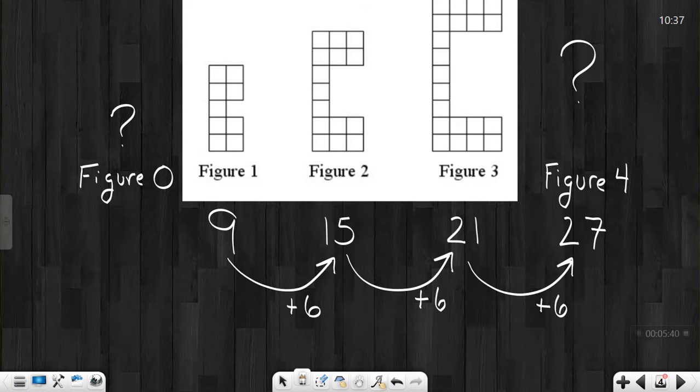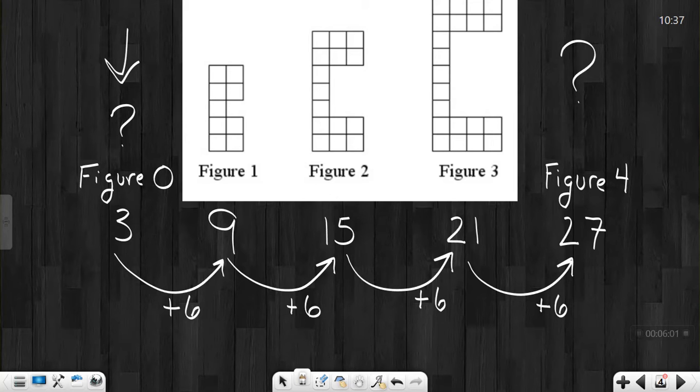So let's take a look back here, and that's why I have this figure 0 written over on the left. What is figure 0? How many tiles would be in figure 0? Well, I know that if this pattern is consistent, I'm adding 6 every single time, which means I added 6 from figure 0 to get to figure 1. So the question that I'm really asking is, what plus 6 is 9? Well, the answer to that question is 3.